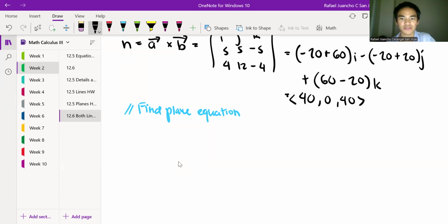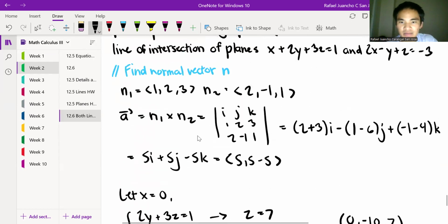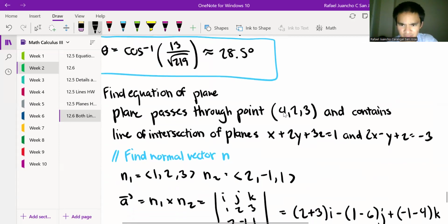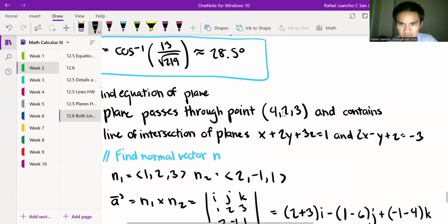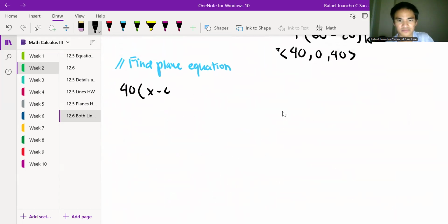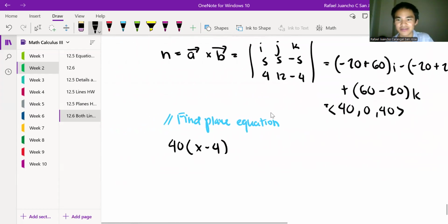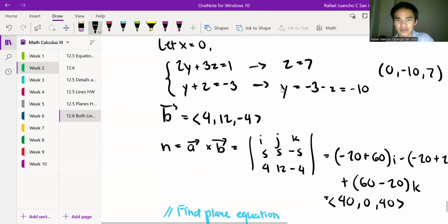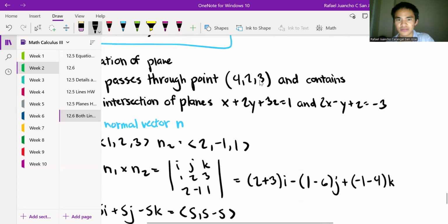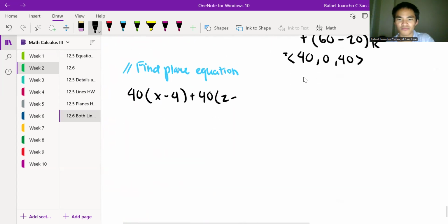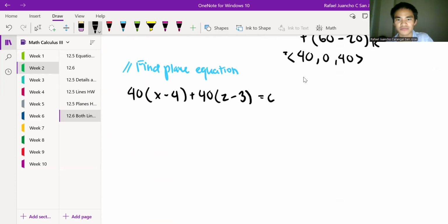So the plane equation here is just 40 times x minus the initial point, so x minus 4, I believe. X minus 4, 0. So it means we don't have a y. So we go again, 40 times z minus 3 equals 0. That's that.